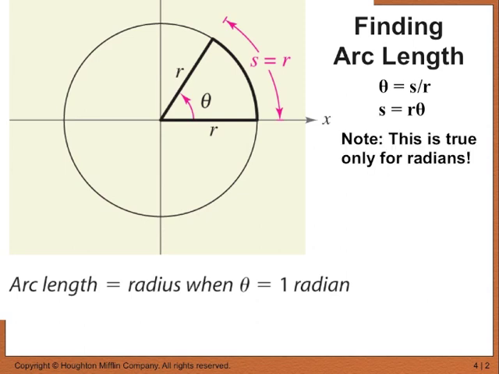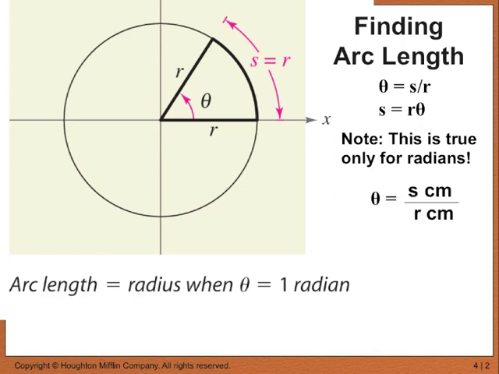Now, an important note: this is true only for radians. You can't use the S equals R theta or theta equals S over R formulas when you're dealing with degrees. And that's because of something interesting. Radians, even though they're often written with RAD, are a measure of angle that can stand by itself because technically radians have no units. Now, why is that true?